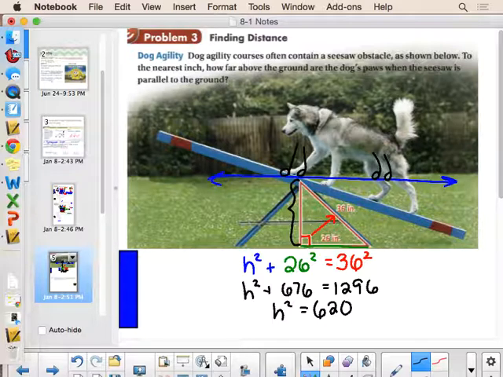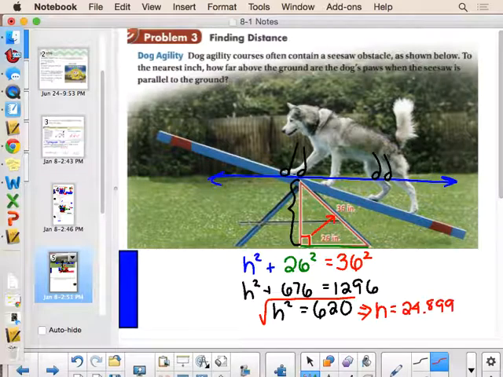Because this is a real-world problem, I do not need to leave this in radical notation. I'm going to take the square root. I take the square root of 620, and this tells me that my answer for my height is 24.899. For our purposes, I'm going to let us round, so this means 25 inches. The paws of the dog are 25 inches above the ground.